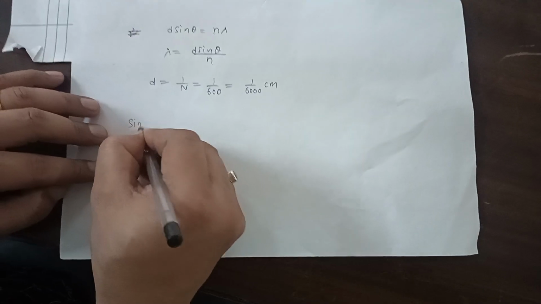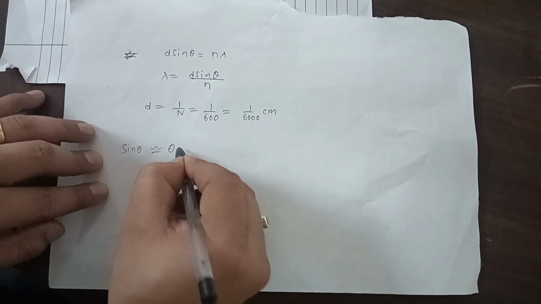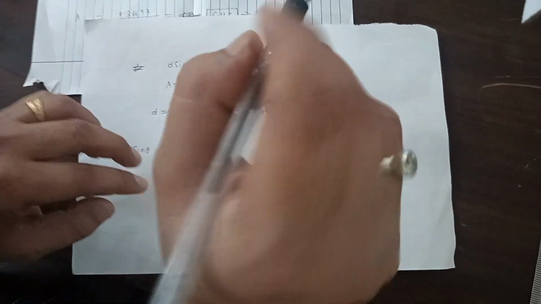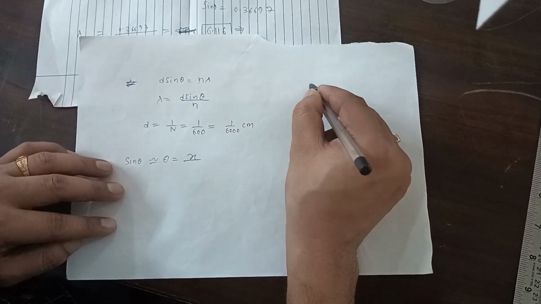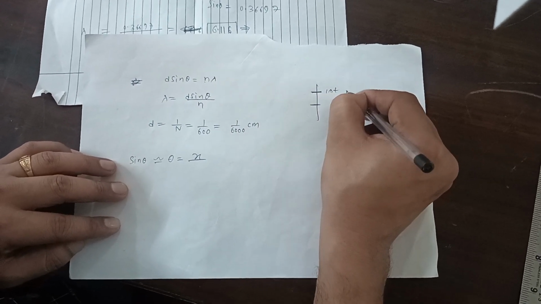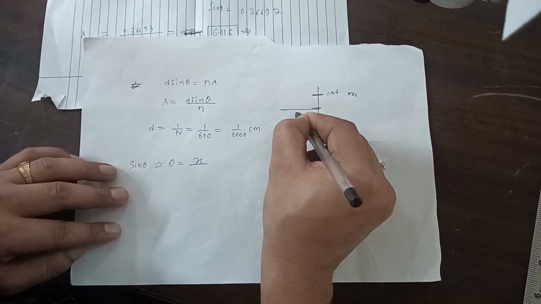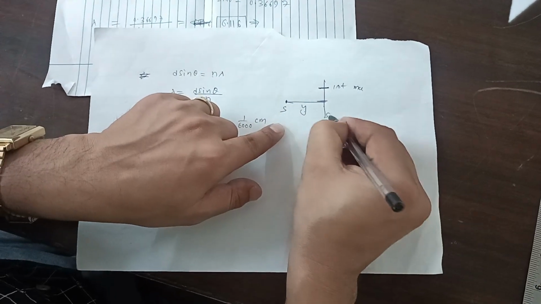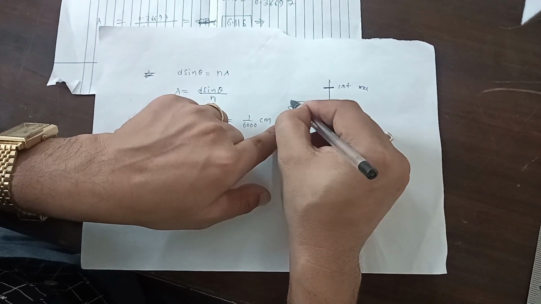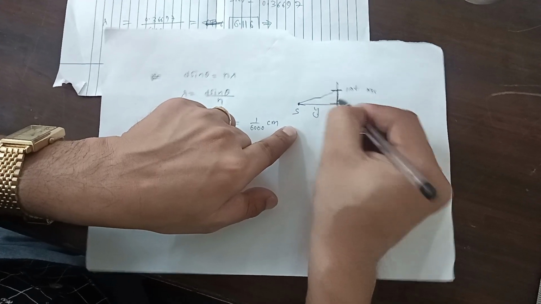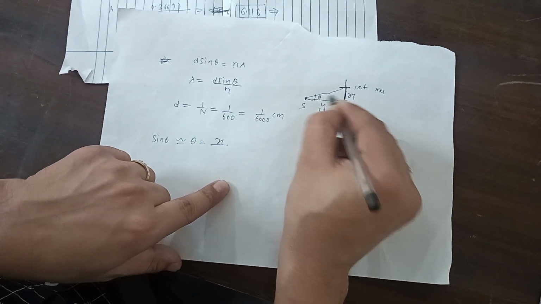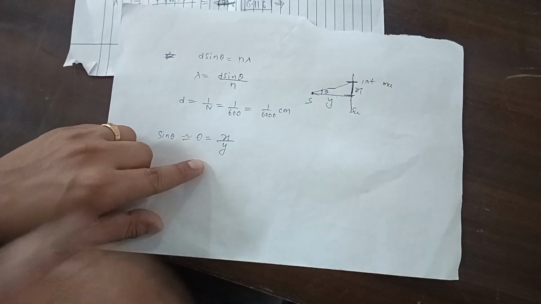Now what we need to find out is sin theta. So what is the formula for sin theta? For a small angle, sin theta is nearly equal to theta. So theta is equal to x upon y. Here this is the central maxima, and here we get the first maxima. So this distance, let's say I am considering this x. This is our source, this is the screen. So the distance between source and screen is y, and from here to here this distance is x. So sin theta becomes x upon y.